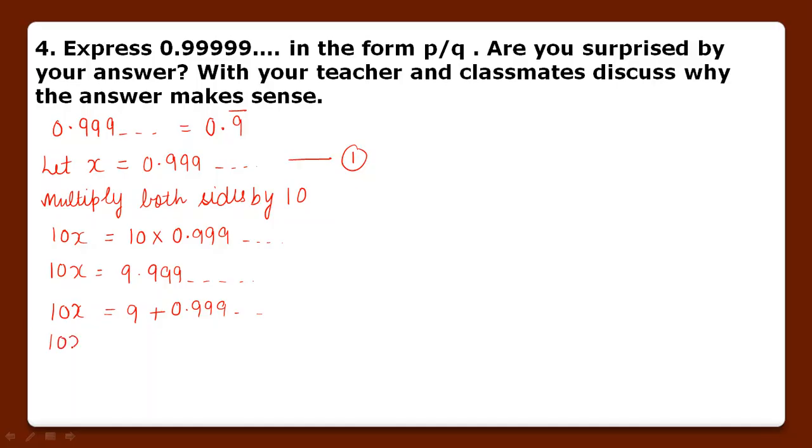What we will do in the next step is 9. We'll write here it as x. How? From equation 1. 10x minus x is 9x, which is equals to 9. x is equals to 1. So it is a little bit surprising how we can get 0.99 which is equals to 1.